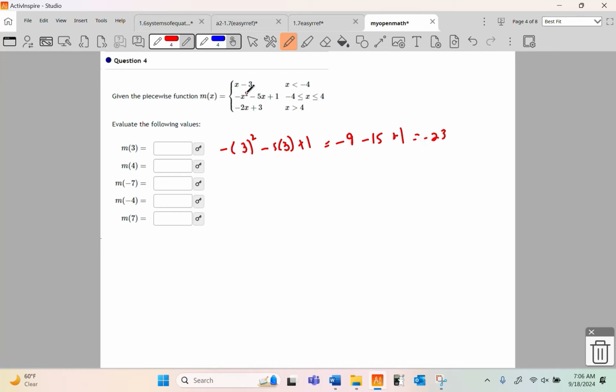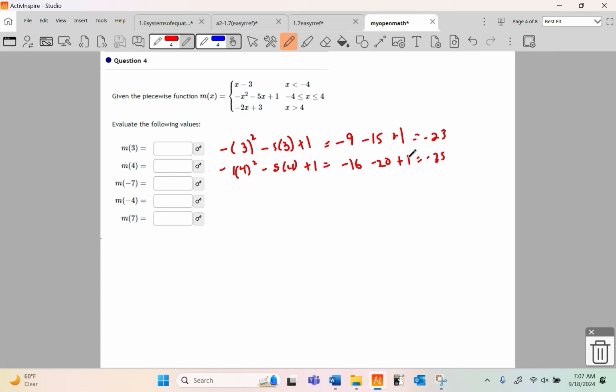4 is also thrown in the same equation because it takes things between -4 and 4, inclusive. So we have a negative 4, notice the use of parentheses. Some of y'all don't use parentheses. You're supposed to use parentheses. That's going to be a -16 minus a 20. Add 1 back, which should be -35.